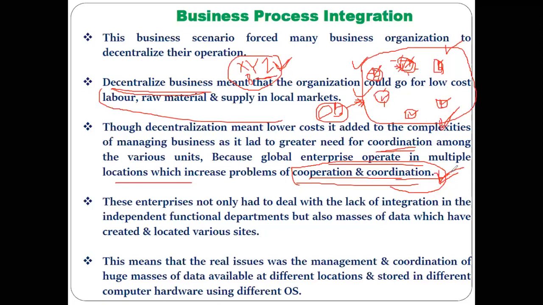Now the problem of the cooperation and the coordination is coming because of what? Yes, they are not linked to each other. Exactly. The problem of cooperation and coordination comes because they are not linked with each other. Then what can be the solution? Yes, centralized business. But in the centralized business, we already discussed, we are getting problems like increase in the cost of the product, increase in the cost of the labor, et cetera. That is the reason we have moved to the decentralized business.